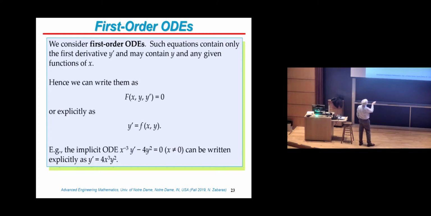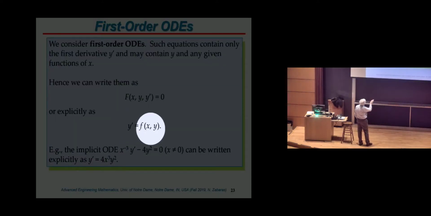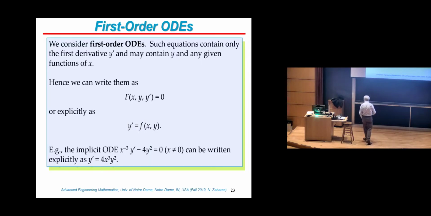Now, if the equation doesn't have this form, it's always a good idea to put it in that form. So if you have something like x to the minus 3 y prime, divide by x to the minus 3 to put it in this form. So we will use this as a reference format for these ordinary differential equations.